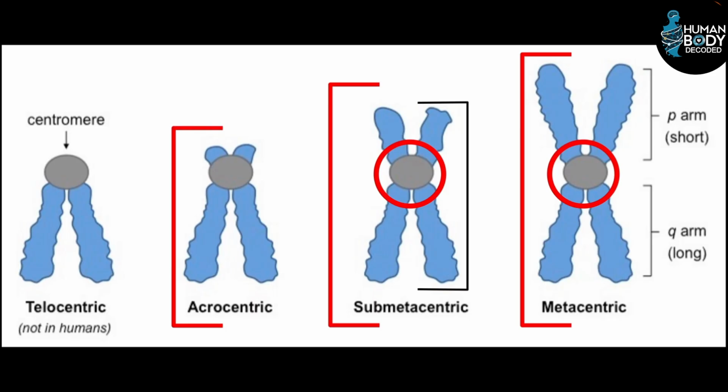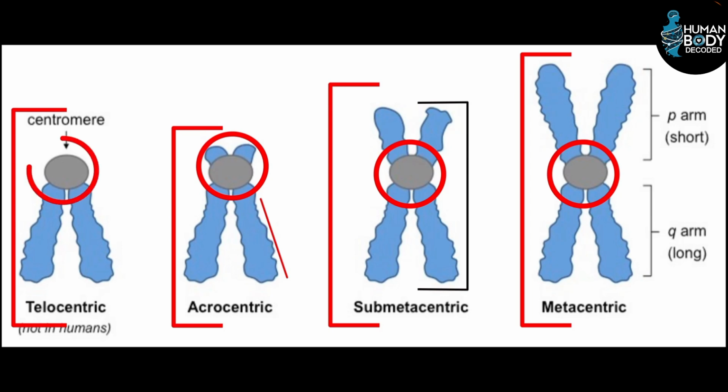Now, the third type is acrocentric. In this, the centromere is very far, one arm is very short, and the other is very long. This type is called acrocentric. The fourth type of chromosome is telocentric. In telocentric chromosomes, the centromere is attached to the end of the chromosome, or you can say the chromosome has one arm, one chromatid, and the other arm is absent. Such a type is called telocentric.